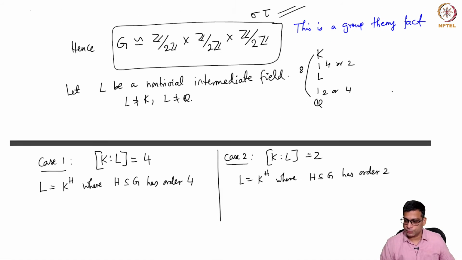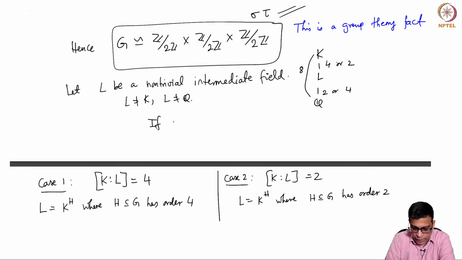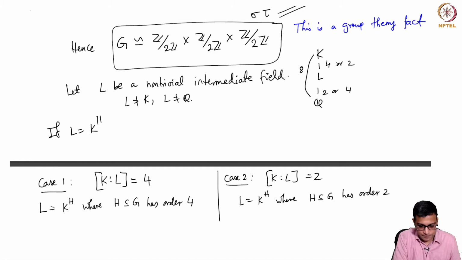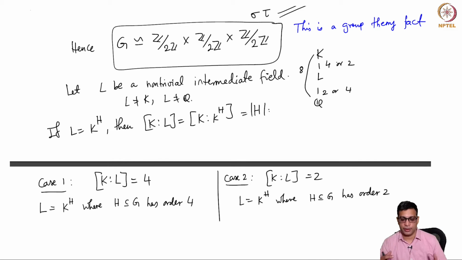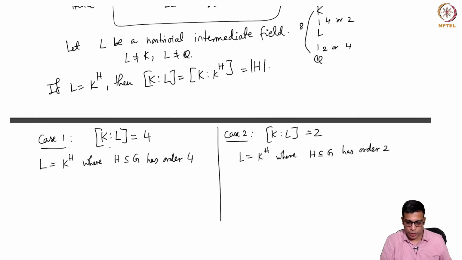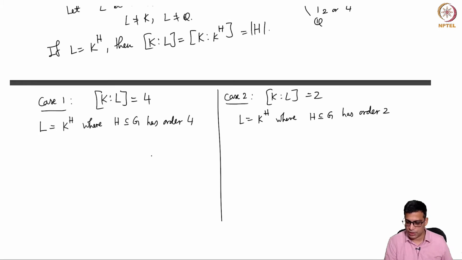This is all from the main theorem. So K colon L, this I will write one more time. If L equals K power H, then K colon L, which is of course K colon K power H, is the cardinality of H. This is not even the main theorem, this is the preparatory theorems that we proved before the main theorem. So K colon L is 4 means the order of H is 4.